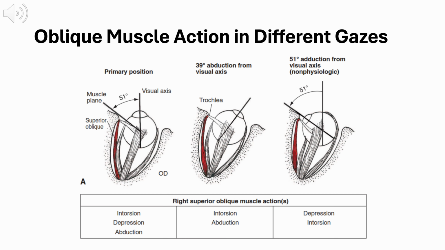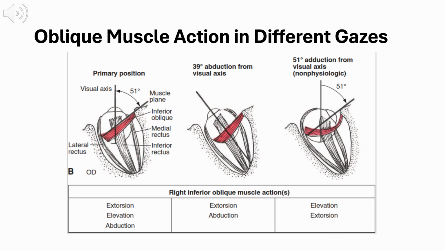When the eye moves into about 51 degrees of adduction, the muscle plane lines up with the visual axis. Now the vertical component is maximized, and the superior oblique functions primarily as a depressor, with intorsion still present. This is why we adduct the eye to test superior oblique depression clinically. The key idea is that the muscle hasn't changed, only the gaze position has, and that alone reshapes what action we see. This is the same framework as the superior oblique, just flipped for the inferior oblique.